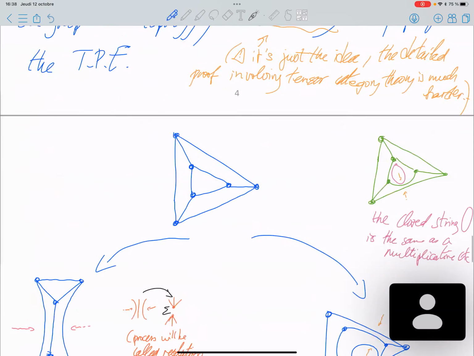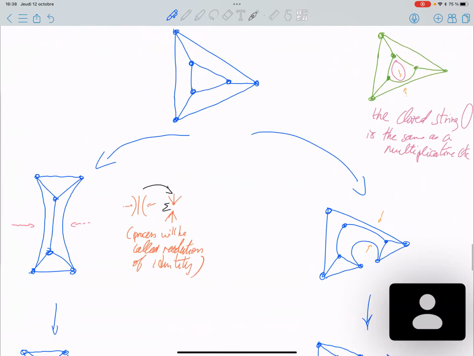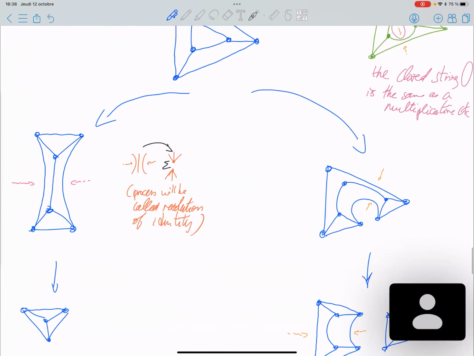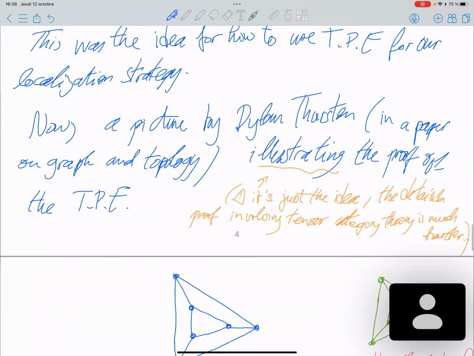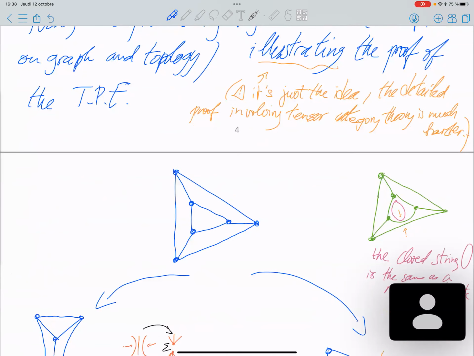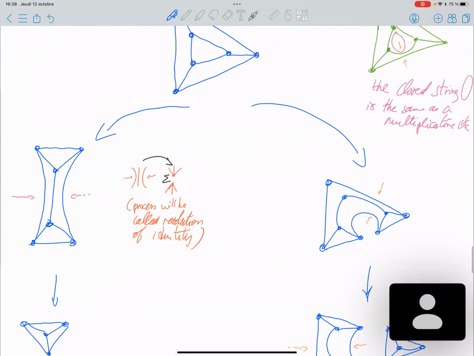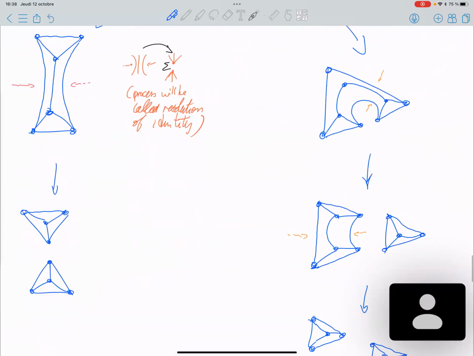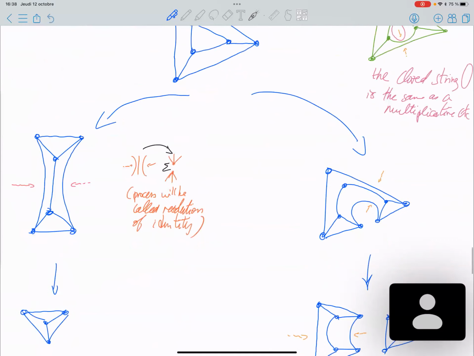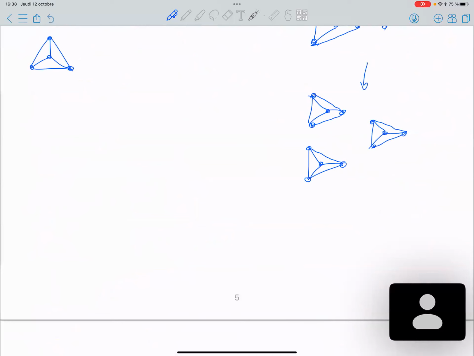So it's very important to understand this picture. The idea is not difficult to understand, at least to visualize. The proof in details will be a bit complicated. So it's good to have this picture in mind. This will make everything easier.